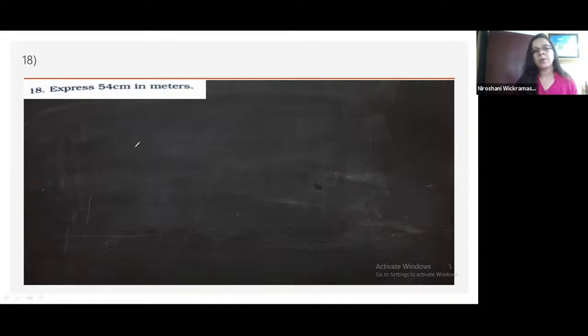Express 54 centimeters in meters. We have to write 1 meter is 100 centimeters. Then 54, so divide 54 by 100. You know how to divide, right? If the denominator contains 2 zeros, the decimal point moves 2 places back. So it is 0.54 meters.